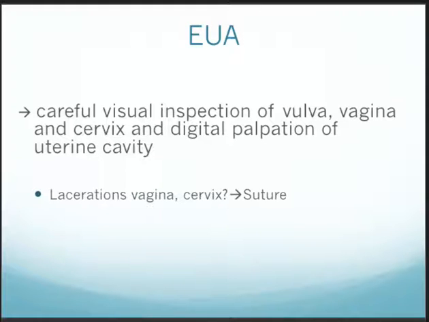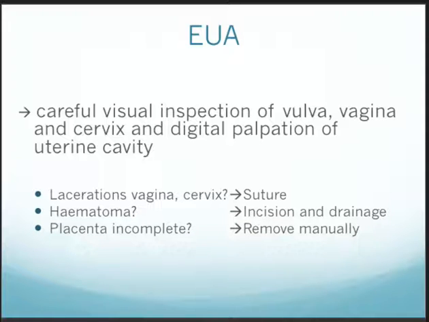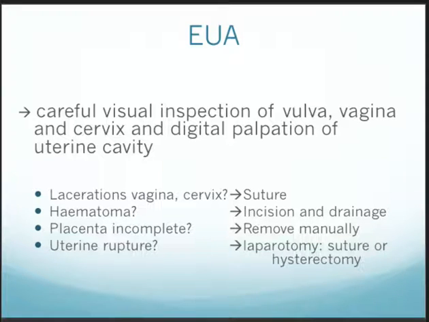If there's any lacerations, we can suture them as discussed already. If you find a hematoma bigger than maybe 3 to 5 centimeters, incision and drainage is the way to go. Incomplete placenta can be removed manually or digitally. And if there's a uterine rupture, we have to proceed with a laparotomy, either suture the uterine rupture back together if the trauma is limited, or proceed with a hysterectomy.